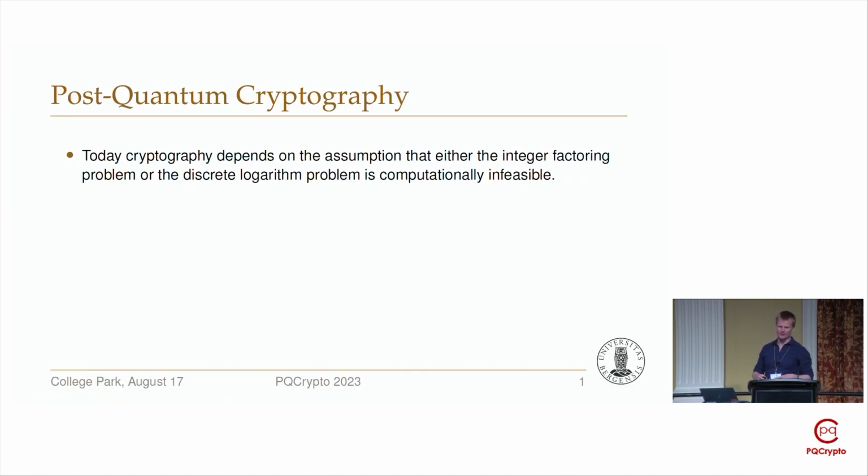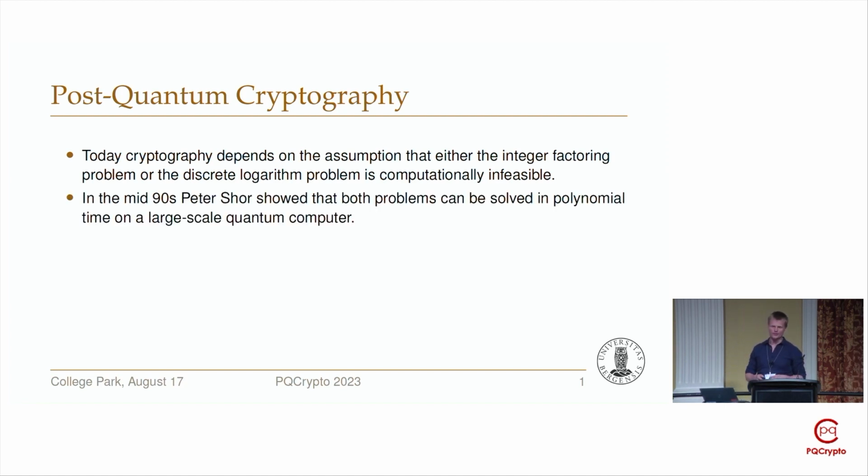All right, so I will start off with a very basic slide. I guess I don't really need to say too much here. Crypto right now is based on the assumption that integer factoring or the discrete logarithm is hard. I guess you all should know this if you're at this conference. Also that Peter Shor showed that these problems can be solved in polynomial time on a quantum computer. So therefore we want to base crypto on other mathematical problems.